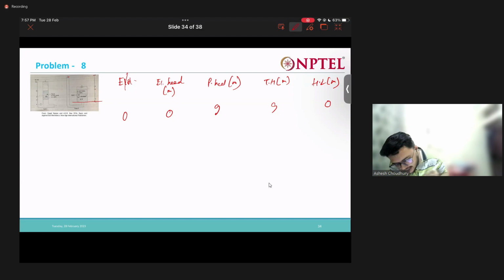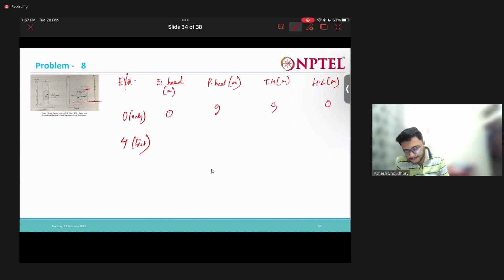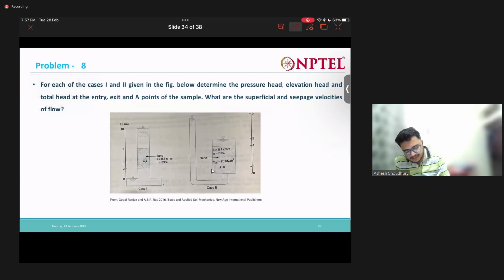So now let us come to 1. So at elevation 1 it's my A point, so we will look into it later. Now let us come to the fourth point, the exit end. This is the entry end, this is the exit end. Now at the exit end, what is my elevation head? You can look and tell. What is the elevation head at this point?